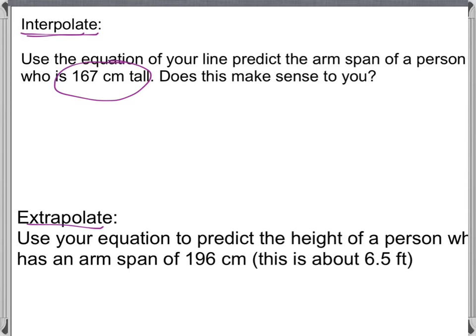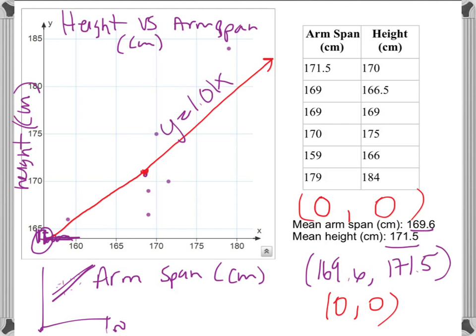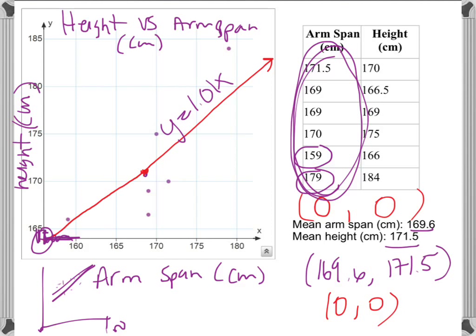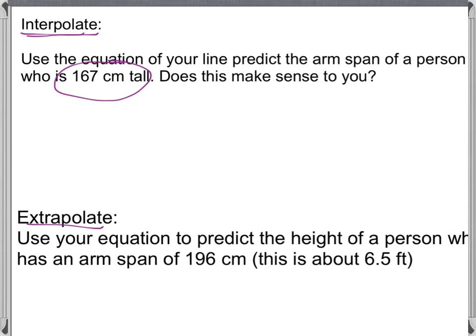So I want to use the equation of your line to predict the arm span of a person who is 1.61 centimeters tall. Okay, so if I look back on my data points, 167 is within the range I was given. The lowest I was given was 159, the highest I was given was 179, and 167 is certainly within that data range. That's interpolation. Inter meaning it's part of the data. Okay, extrapolation is going to be outside of the data that you're given. So let's use this. So our equation is this.